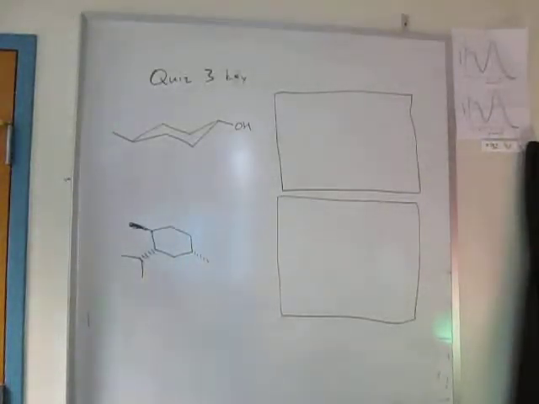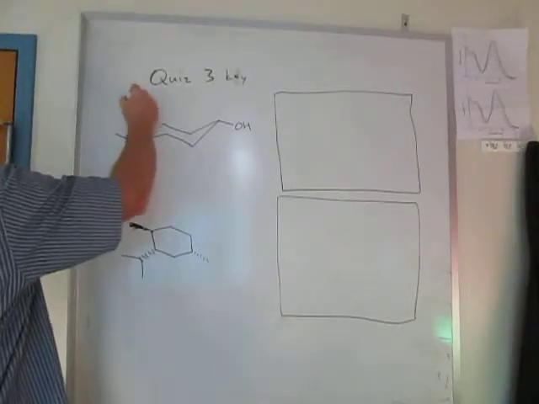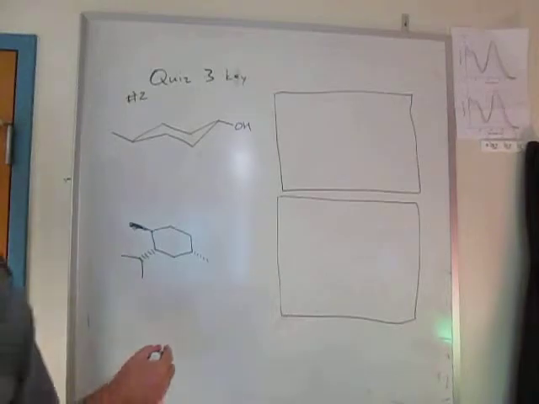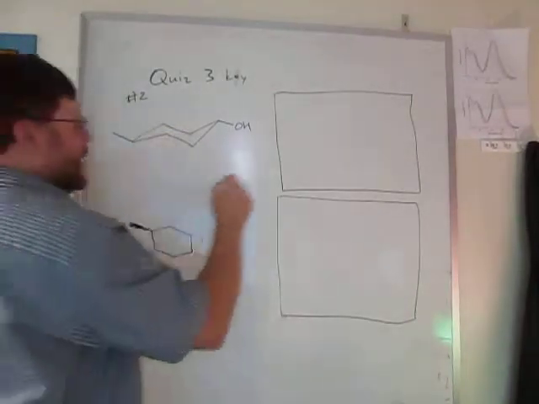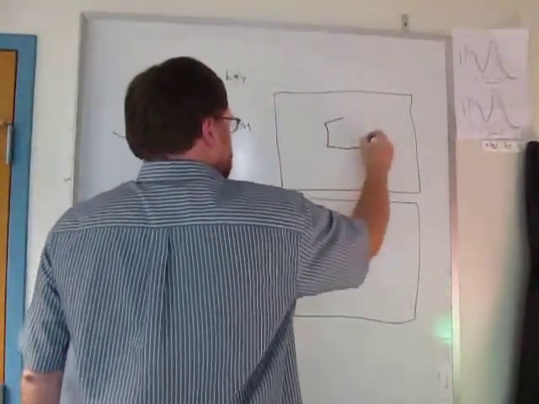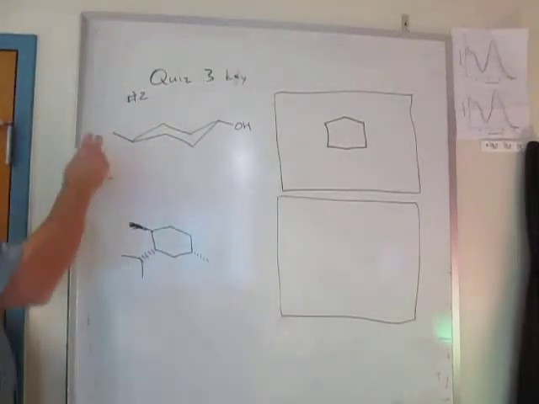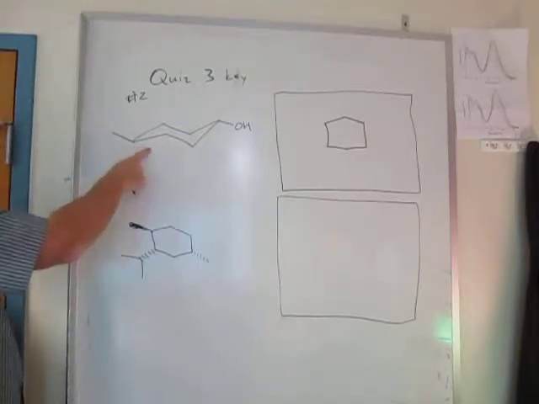Okay, so this is number 2 on quiz 3. I give you a chair and I ask you to draw it in a line structure. First thing, it's a cyclohexane 6-membered ring chair. So go ahead and put just a hexagon on there. And then ask yourself, is this cyclohexane chiral?